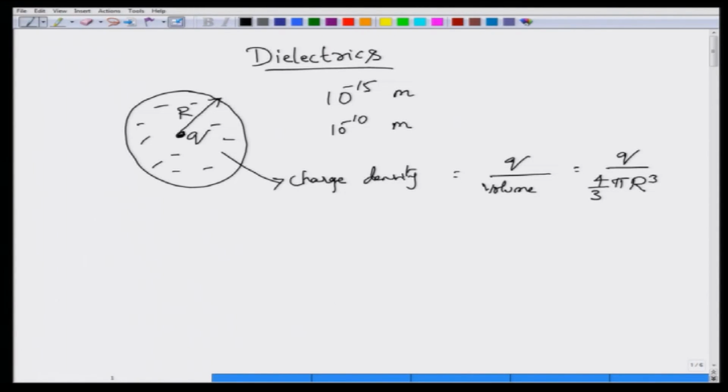Now, we will assume that the matter that we are considering is made up of only one type of atom. There is a nucleus and then there is an electron cloud. To such an atom, what happens if I apply an electric field? I am going to apply an electric field along this direction.